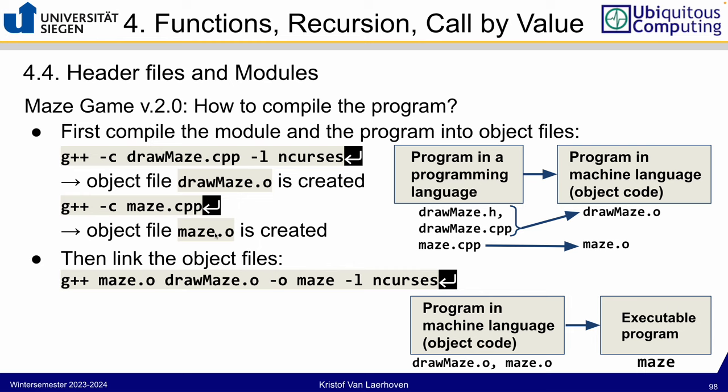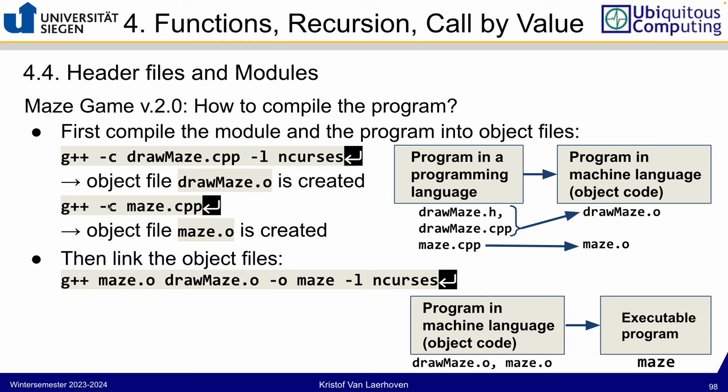And then what we have to do in a third step is take those object files and build our executable maze, again linking the ncurses library. That's basically going from the object files to an executable, as we've done up until now. Up until now, we only had the main function, and sometimes a main function plus our own function, but those were always in the same file. So we could always skip this step and create our executable straight away. We didn't have to go for this compile step.